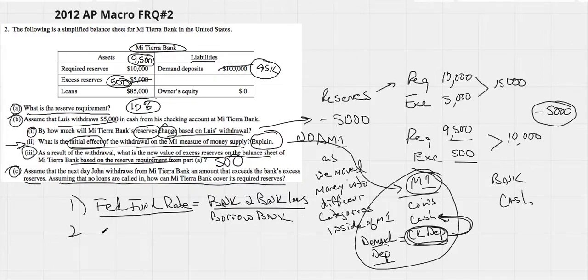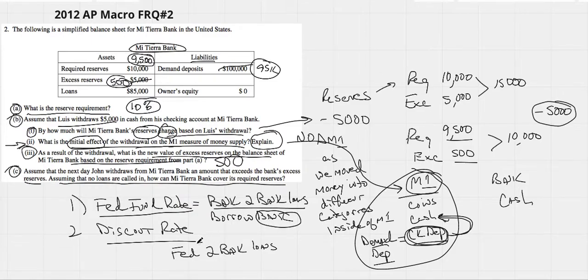The other thing we could talk about is the discount rate. The discount rate is what we call Fed to bank loans. So you could have borrowed from another bank, or you could have borrowed from the Fed. Either one would have been a perfectly good answer to get the points from the College Board. I think you need to know both of these, so just know them. Bank-to-bank loans is the federal funds rate; the discount rate is just an interest rate that's charged. But you could have just written bank or Fed, and you would have been golden on that.